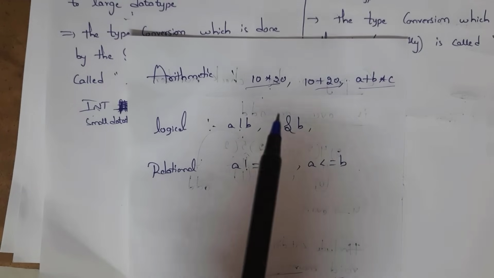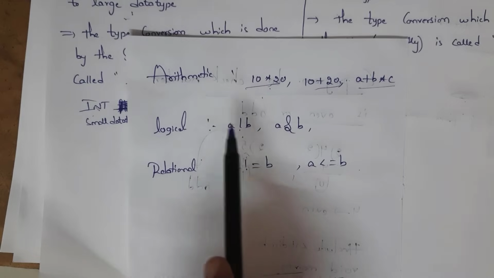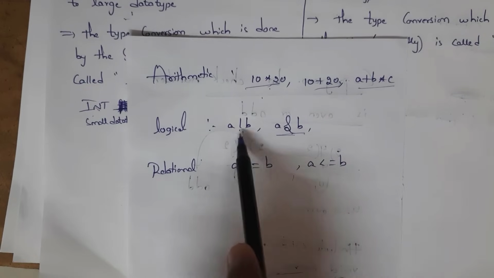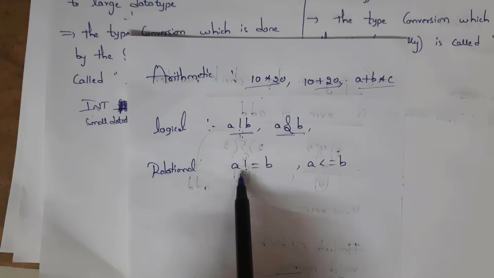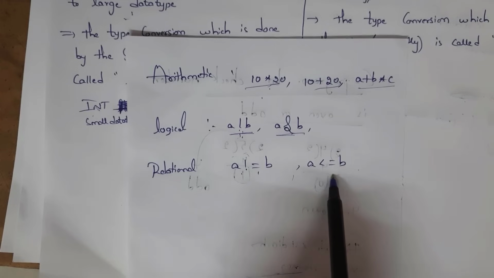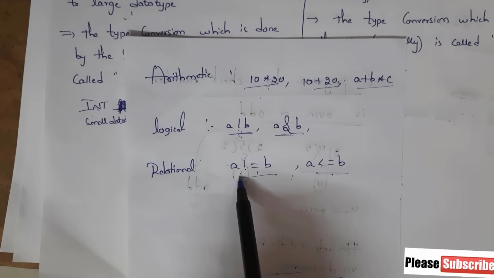Next, examples of logical expressions. They are a or b, a and b. These both are examples of logical expressions. And next, a not equal to b, a less than or equal to b. These are examples of relational expressions.